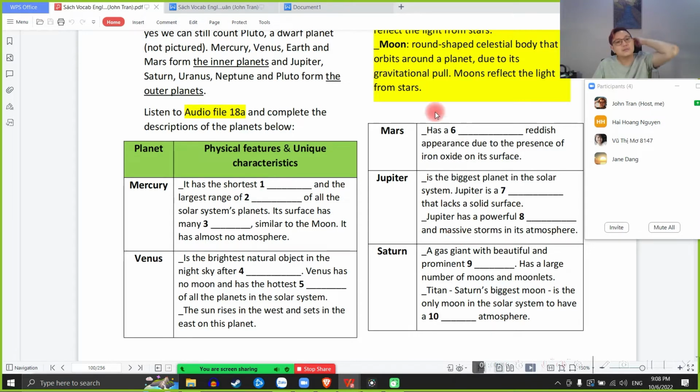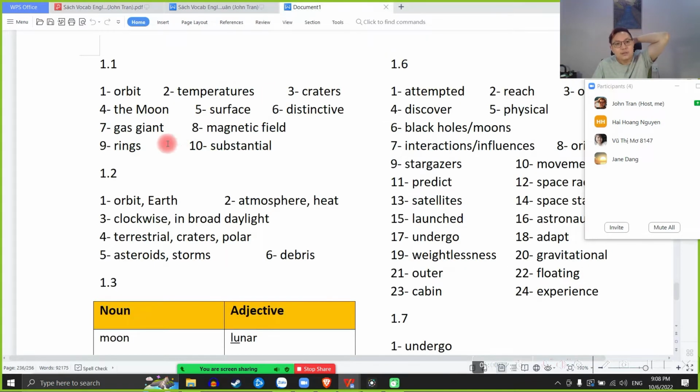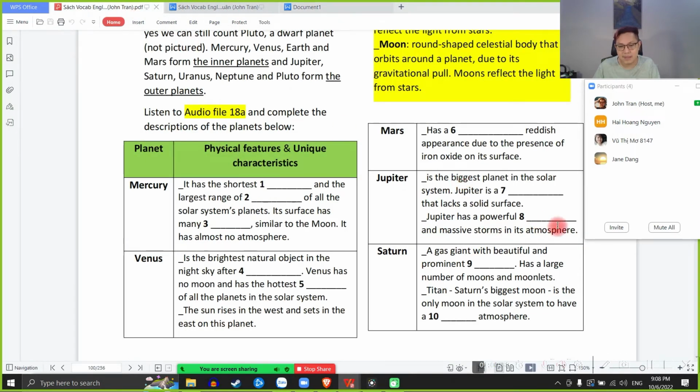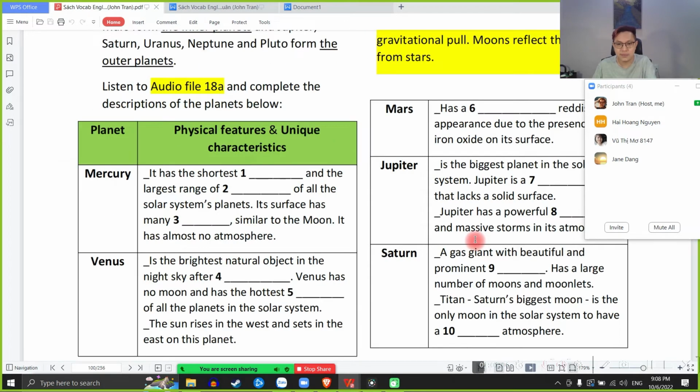Number 8. Jupiter has a powerful magnetic field. Nó có một cái từ trường rất là mạnh. And massive storms in its atmosphere, và những cơn bão to đùng trên cái bầu khí quyển của nó.